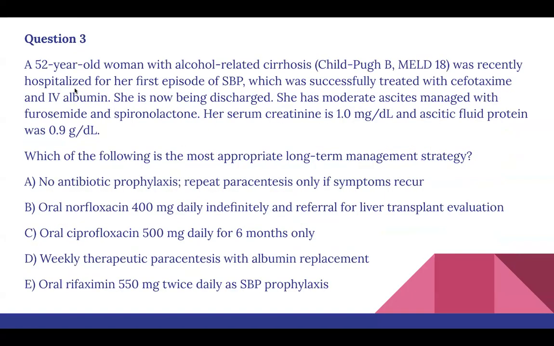Okay. Question 3. A 52-year-old woman with alcohol-related cirrhosis, Child-Pugh B, MELD score 18, was recently hospitalized for a first episode of SBP, which was successfully treated with cefotaxime and IV albumin. She's now being discharged. She has moderate ascites managed with furosemide and spironolactone. Her serum creatinine is 1.0 and ascitic fluid protein was 0.9. Which of the following is the most appropriate long-term management strategy?